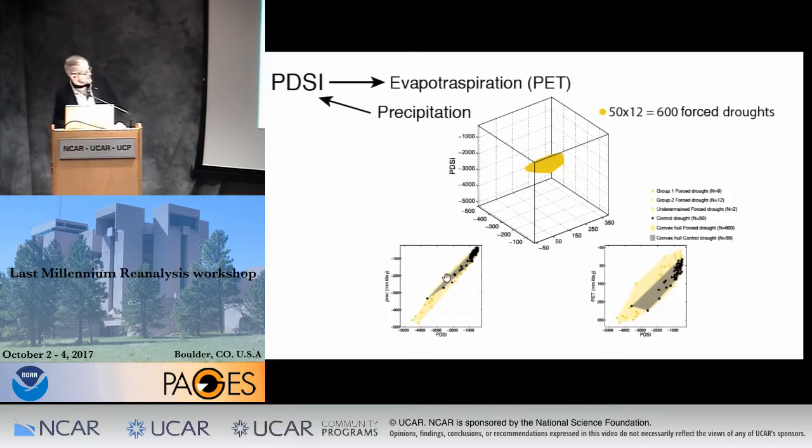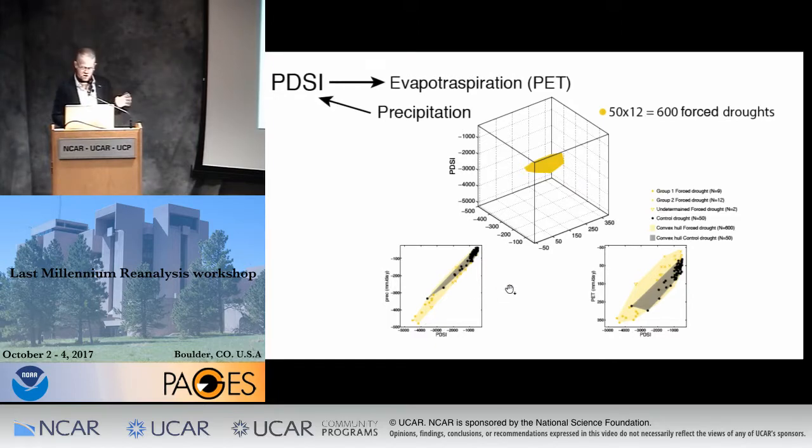So we can compare this to the 50 most severe droughts within the control run. And then we can identify the droughts that are within that forced run but fall outside the range of the characteristics that we're getting in the control run. Okay? So there's 21 droughts of these 600 that have PET and precipitation anomalies that fall outside the range of what we get in the control run.